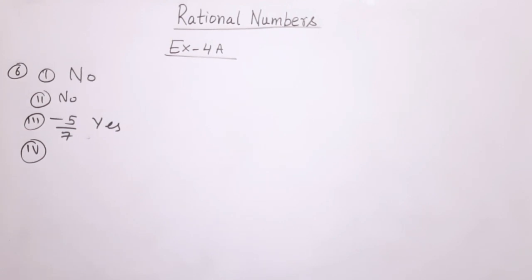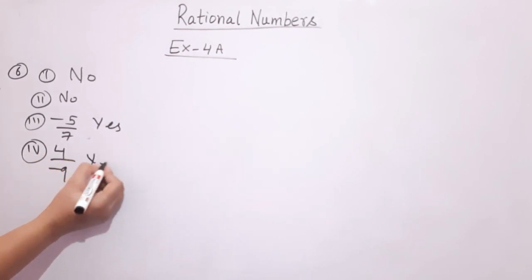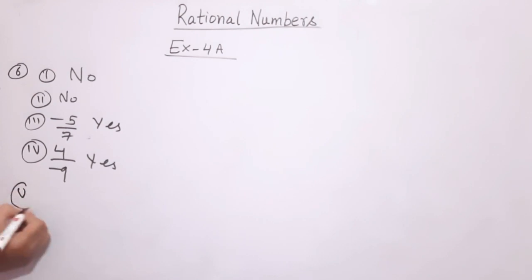Come to option number 4. So option number 4 says that 4 upon minus 9. 4 upon minus 9 means numerator positive, denominator negative. One positive, one negative, that means negative rational number. Now come to option number 5. Option number 5 is minus 6.